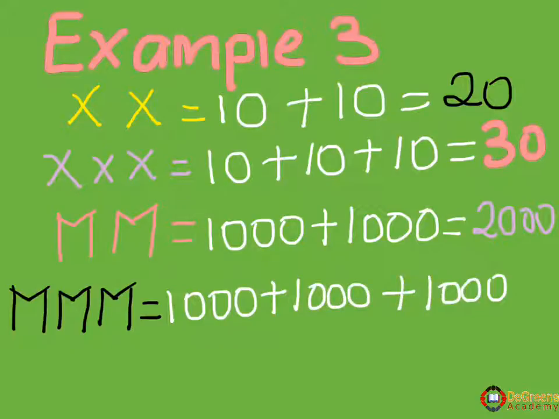You have MM, which is 1000 plus 1000, that gives you 2000. We have MMM, that is 1000 plus 1000 plus 1000, that gives you 3000.